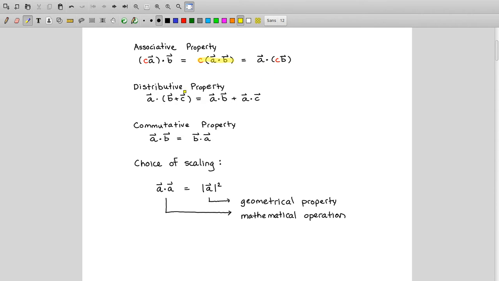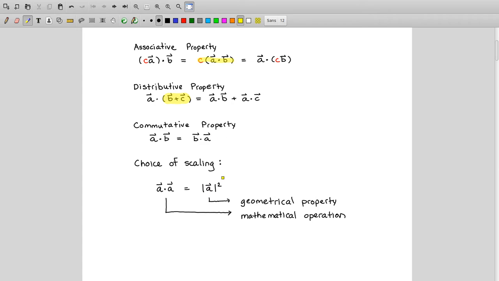We also want to satisfy the distributive property: if I have a sum of two vectors, b plus c, then a dot (b plus c) should be a dot b plus a dot c. Ideally, we'd like this to satisfy the commutative property, so it doesn't matter what order I take the vectors in the multiplication. And finally, if we multiply a vector by itself, we'd like the result to be related to the square of something. Since it has to be a scalar, we can choose that to be the square of the length of the vector. That's a natural choice for setting up the dot product.